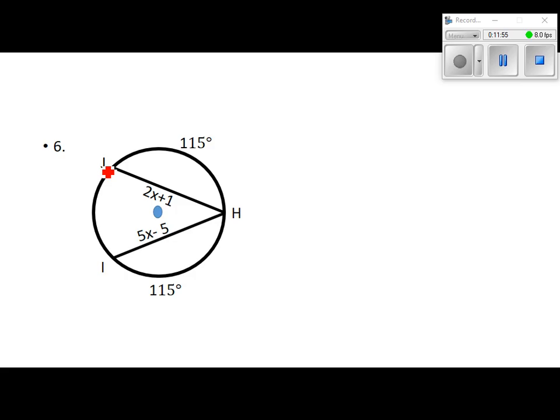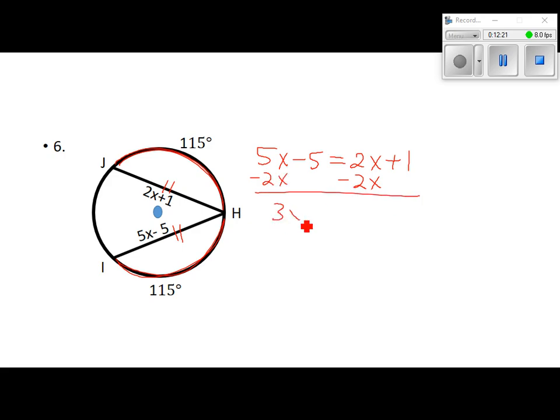Number 6, they tell us arc JH is 115, arc IH is 115. So those two arcs are congruent, so that means these two chords have to be congruent. So 5x minus 5 has to equal 2x plus 1. And we just solve that. We get all the x's together first, so I'm going to subtract 2x on both sides. End up with 3x minus 5 equals 1. Add 5 to both sides.